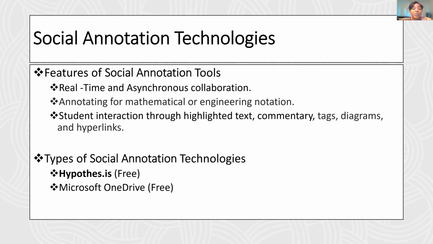The features of social annotation tools is that you can use it for real time and asynchronous collaboration. Also, some tools have annotating for mathematical or engineering notation. What that means is sometimes you have mathematical formulas and students are not able to actually use certain tools or technologies to write those mathematical formulas. So they're able to notate that using a mathematical formula tool. That's pretty cool. Also, student interaction through highlighted text, commentary, tags, diagrams, and hyperlinks.